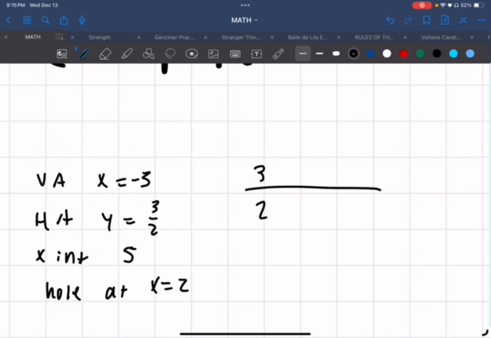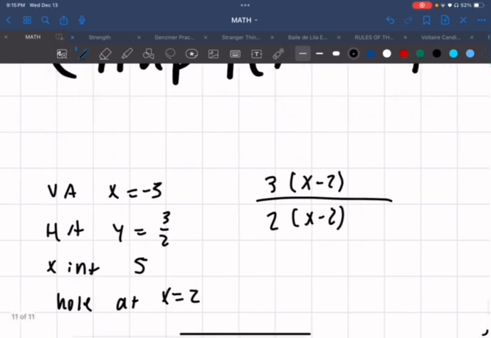Then we know that there's a hole at x equals 2. That means that this factor is on the top and the bottom. Next, we know that the vertical asymptote, this is it.